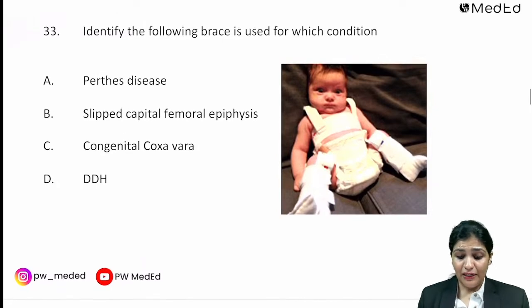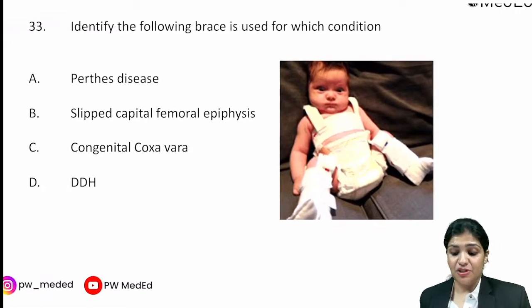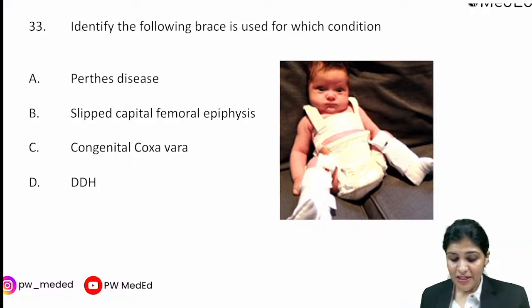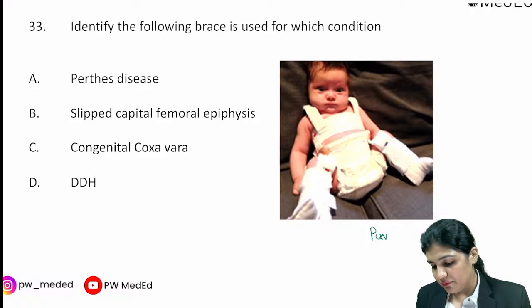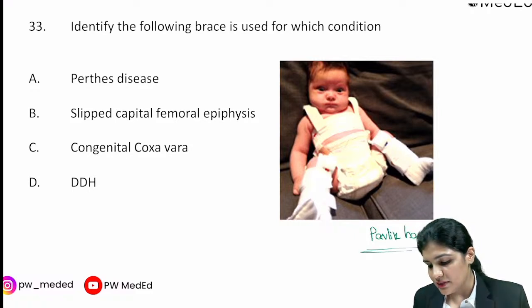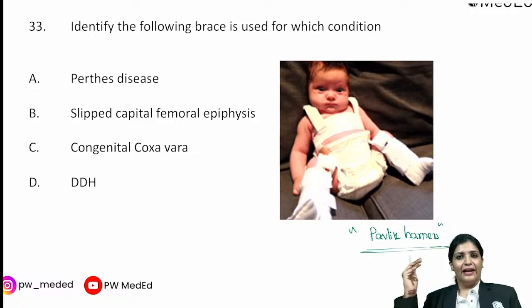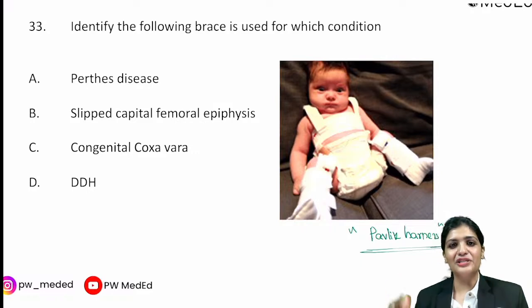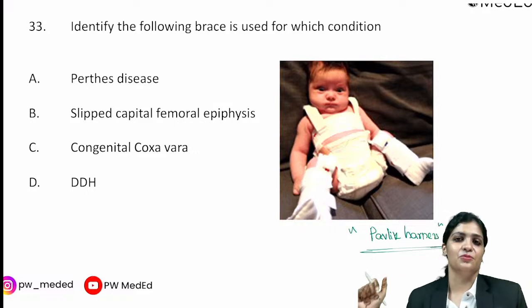So the next question is, identify the following brace which is used for this condition. So what is this brace? This brace is called the Pavlik harness. I've already given a clue, the type of the brace. I've already identified the brace for you, and I'm just waiting for you all to answer for which condition is this Pavlik harness used.